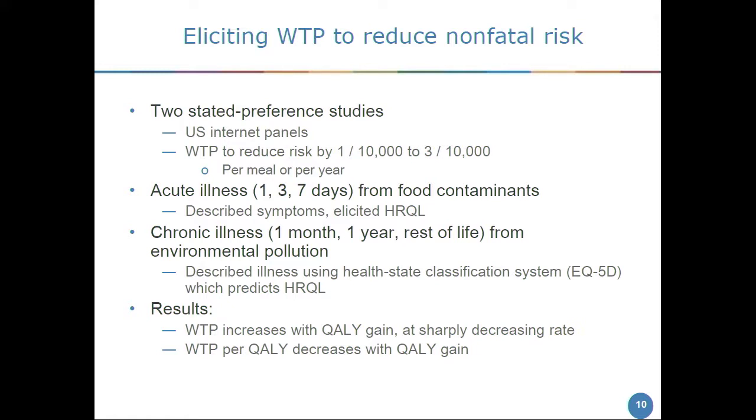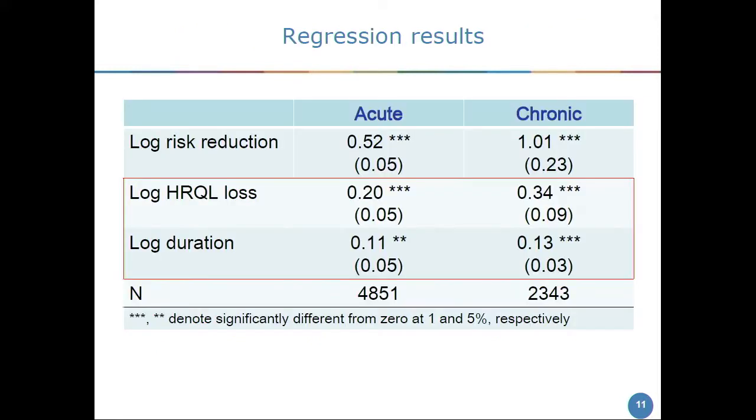And what we found is that willingness to pay does increase with the expected QALY gain, but at a very sharply decreasing rate, which is potentially consistent with the theory, but it's saying there's not a constant value per QALY. So these are regression results from the 2 studies. The dependent variable here is log willingness to pay.